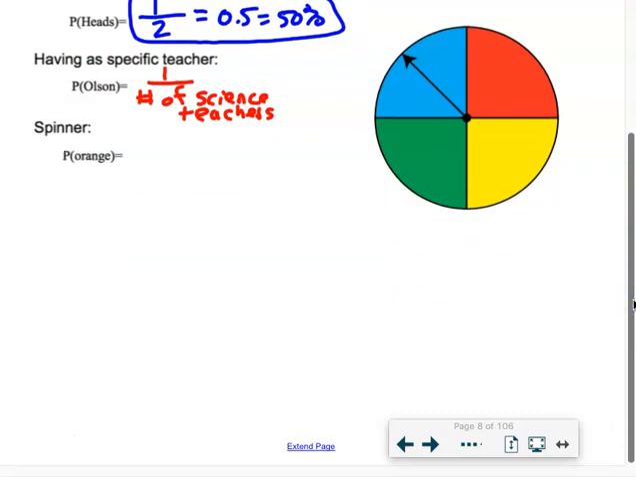This one right here, for the spinner, it says the probability of orange. I don't see orange anywhere on this spinner. So in this situation, it looks like I have blue, red, yellow, and green. If they ask for the probability of orange, there's 0 ways to land on the orange section out of 4, which is 0%. So those are some basic examples. We'll continue to move on and show you some more things as we go.